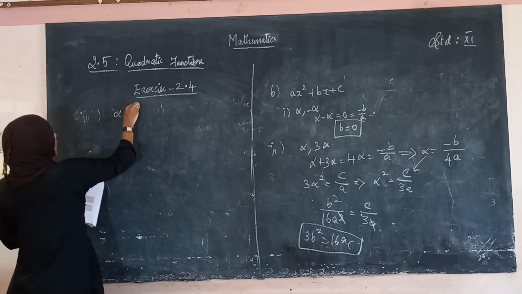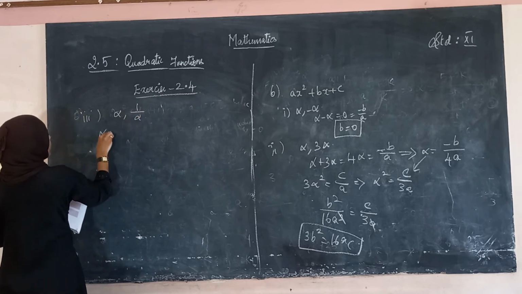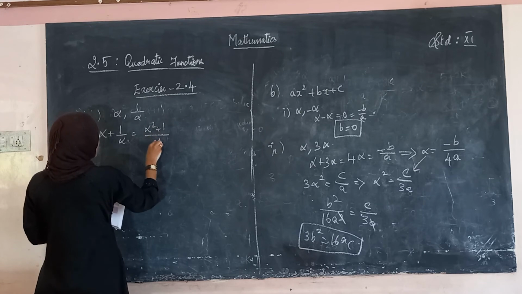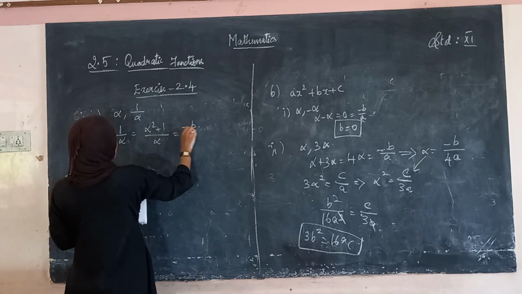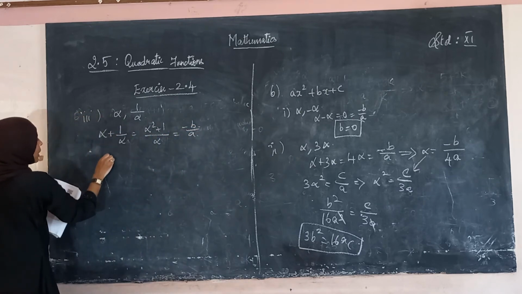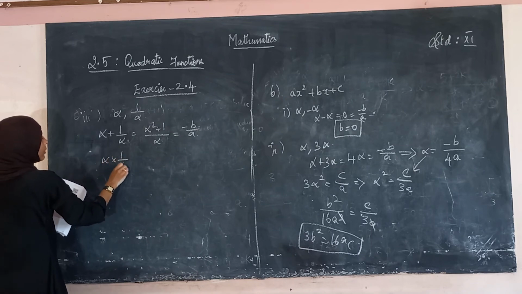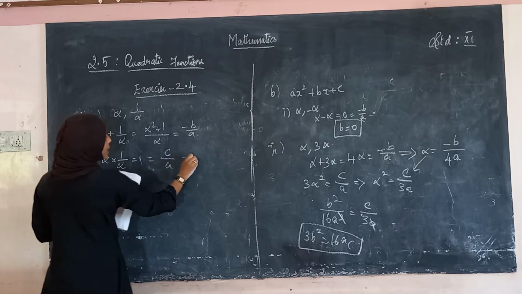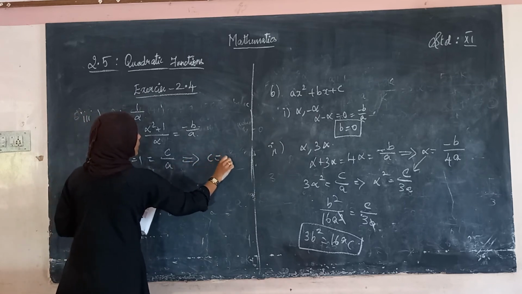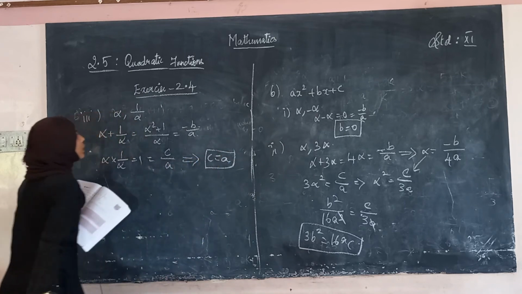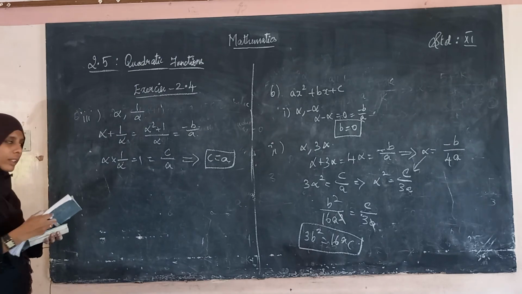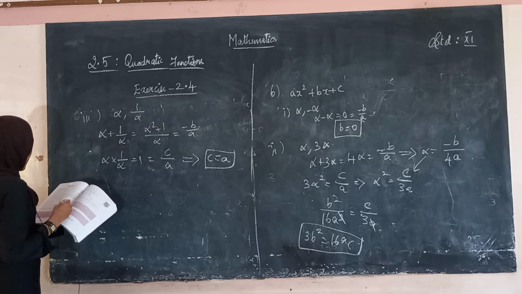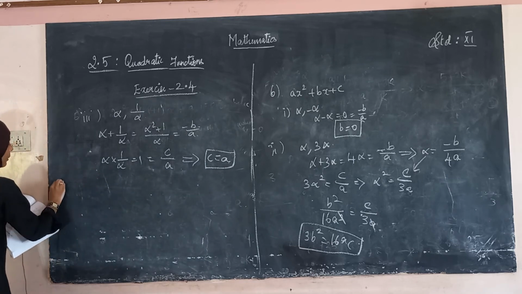So, alpha comma 1 by alpha. Alpha plus 1 by alpha is equal to alpha square plus 1 divided by alpha, which is equal to minus b divided by a. And the product, alpha into 1 by alpha, is equal to 1, which is equal to c divided by a. So the condition from here is c should be equal to a. This is the condition for one root being the reciprocal of the other, so c is equal to a. With this we are completing the sixth sum. Now, let us see the seventh sum.